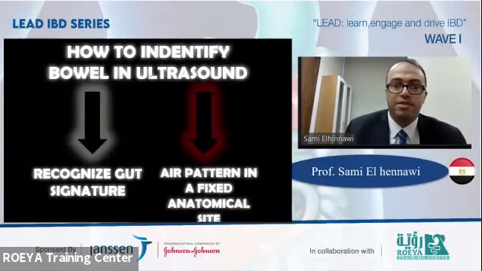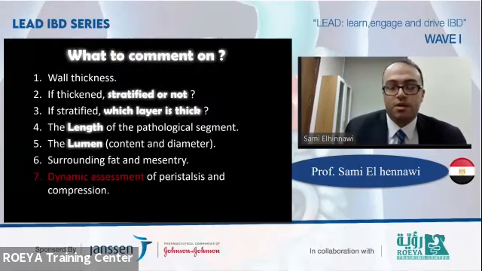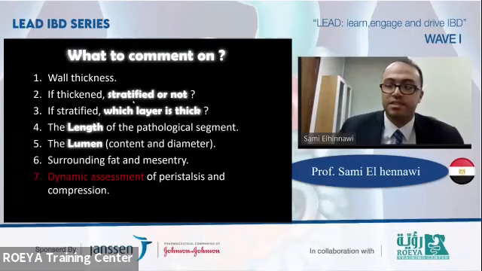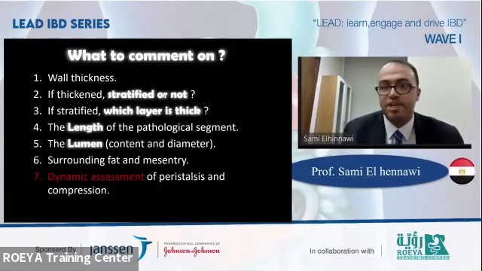So how do we identify the bowel on ultrasound? We must recognize the gut signature, and we can localize the bowel by the air pattern and fixed anatomical site. What are we going to comment on? We are going to measure the wall thickness, and if it's thickened, we must say if it's stratified or not, because if it's stratified, that means we can define the bowel layers, and it's not a destructive process. But if it's not stratified, that means it's a destructive process like neoplastic conditions.